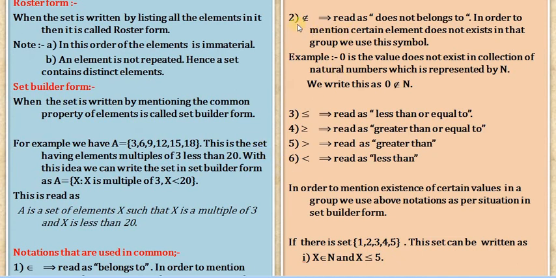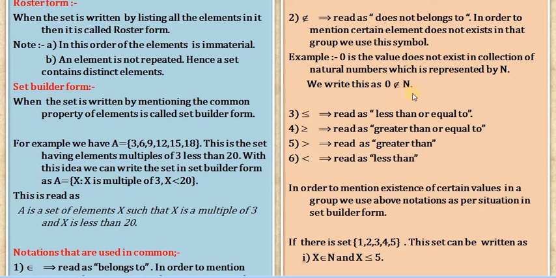Now if we take the second notation, a line over the belongs to symbol, that means does not belong to. So this line over the belongs to symbol gives the idea of negation, that means does not belong to. In order to mention that a certain element does not exist in that group, we use this symbol. For example, 0 is the value that does not exist in the natural numbers set. So we write this as 0 does not belong to N.